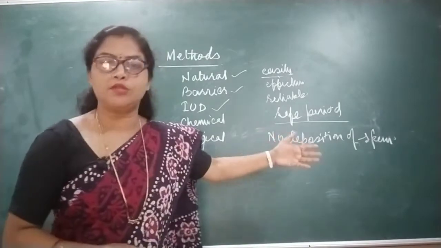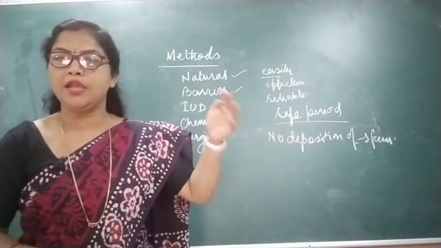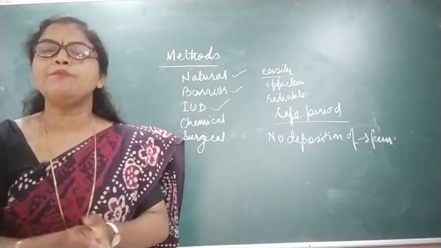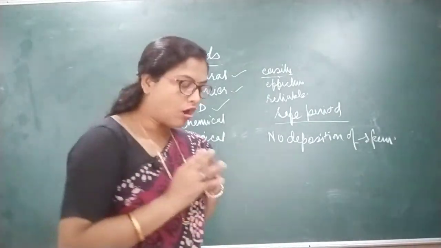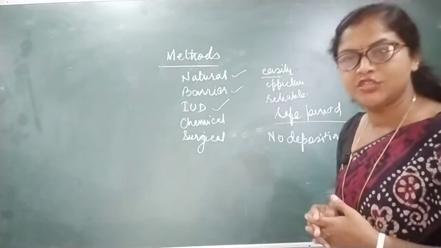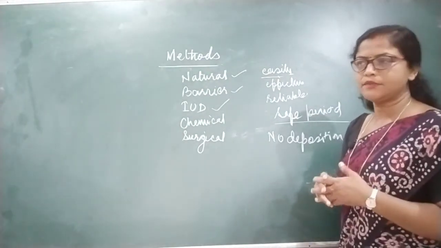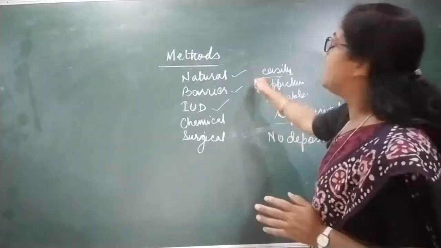If these are not deposited or not transferred in the female reproductive part, this is also a process of stopping or preventing pregnancies, or preventing the fertilization process. So these were natural methods.